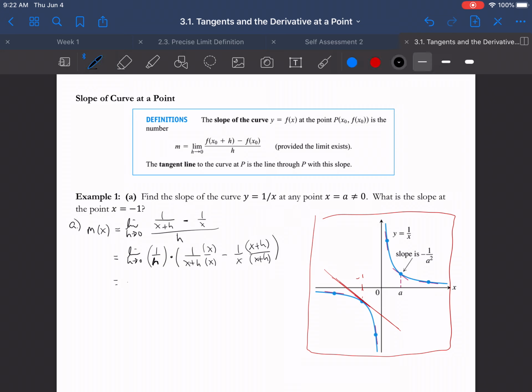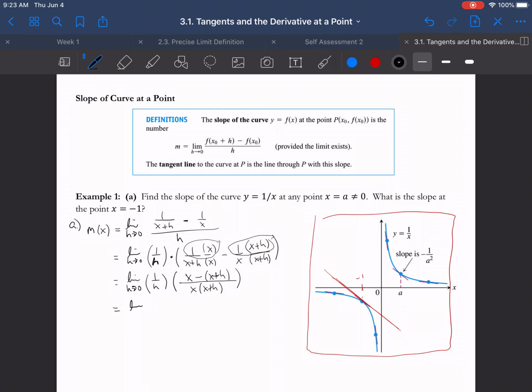So my next line, limit as h goes to 0 of 1 over h times, and now here we have x times x plus h, like that, in the denominator. And then we've got in the numerator, this is going to just be x, and this is going to be minus x plus h. So it's x minus x plus h, just like that. Then we can go ahead and distribute that negative sign through and actually do the subtraction here in the numerator.